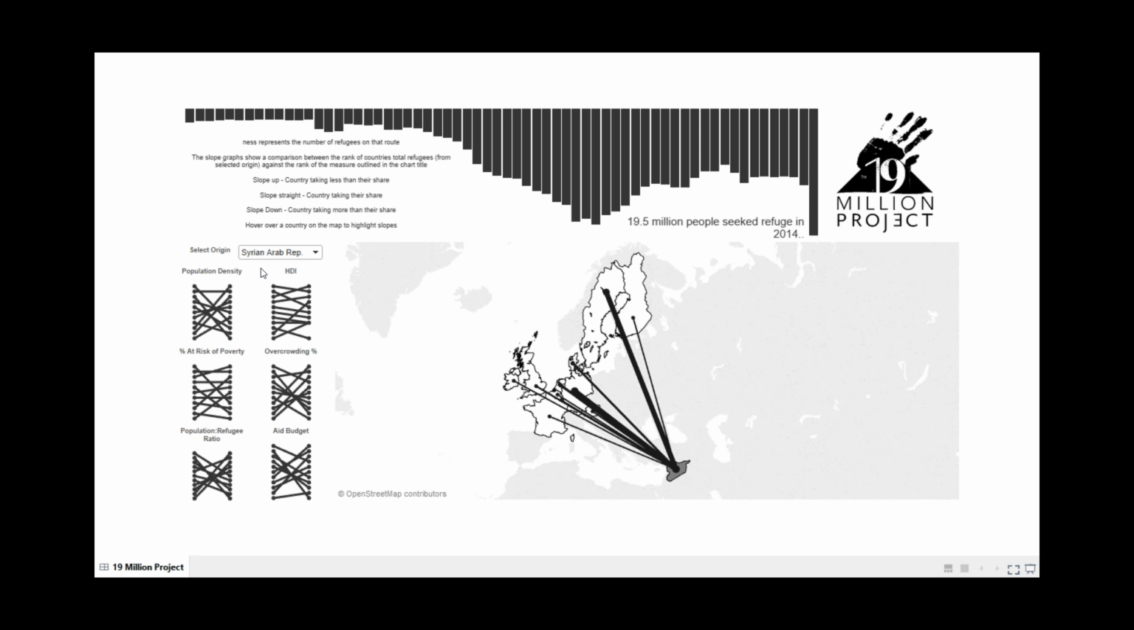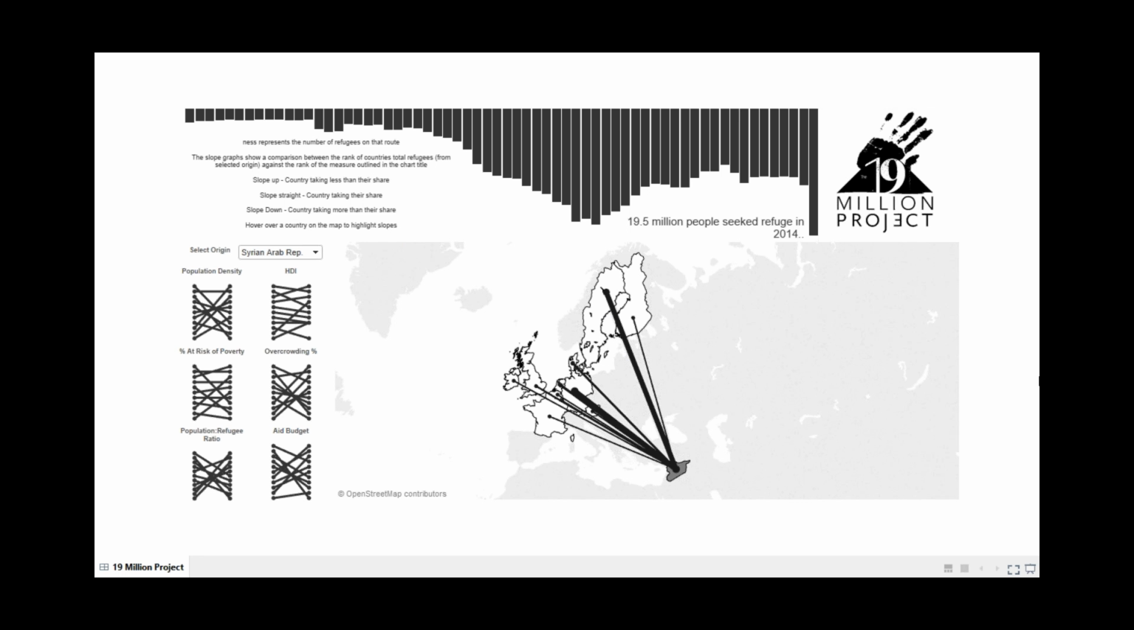And then what you can see is the slope will represent whether or not a country's taking their share of immigrants. If it slopes down, the country's taking more than their share, because I made it so it would go up. I reversed the rankings. So slope up, countries taking less than their share of refugees. Slope down, countries taking more than their share. And slope straight, countries taking their share. Probably could have thought of some better words.